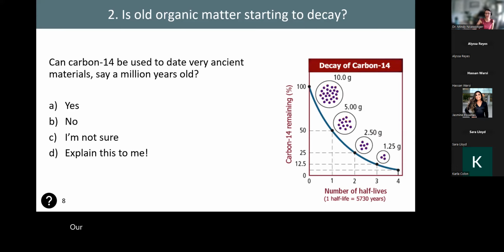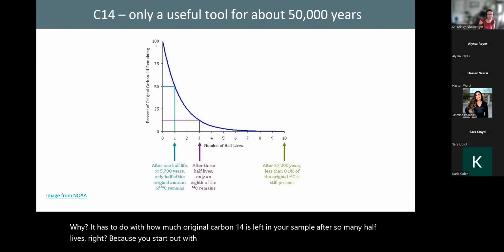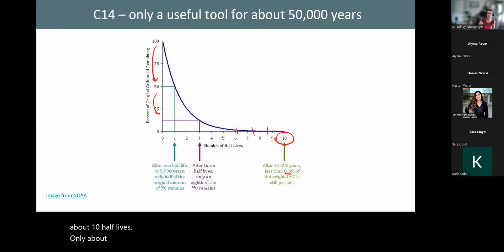All right. So the answer here is actually no. Why? It has to do with how much original carbon-14 is left in your sample after so many half-lives. Because you start out with 100%, then you go to 50%, then 25, then 12, then 6.5, then 3%, and then you keep going. Eventually, after about 10 half-lives, only about 0.1% of the original carbon-14 is still present.